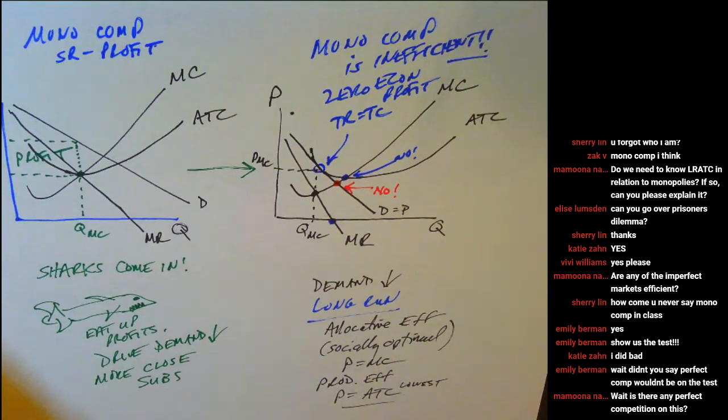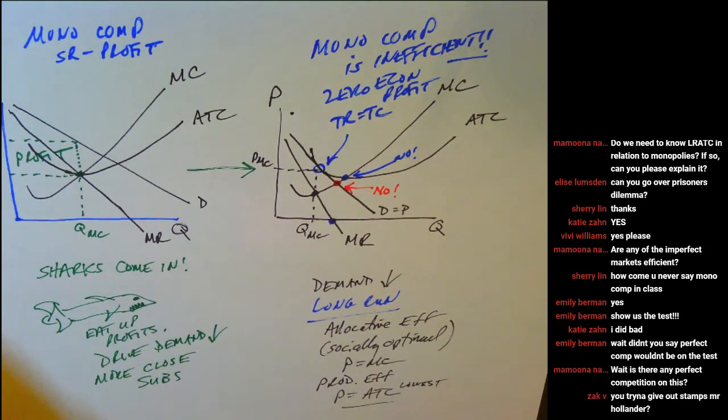This is why if we were on a 4A, 4B schedule, you'd probably have a bigger test. But since we only have 50 minutes, I have to make the test shorter. Right, perfect competition is not on the test. So don't stress. Definitely there's something.